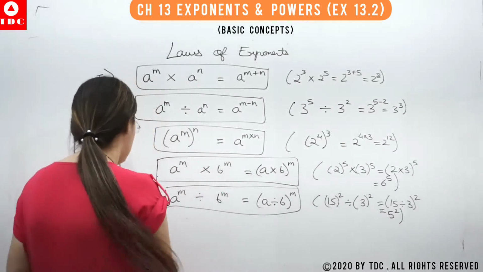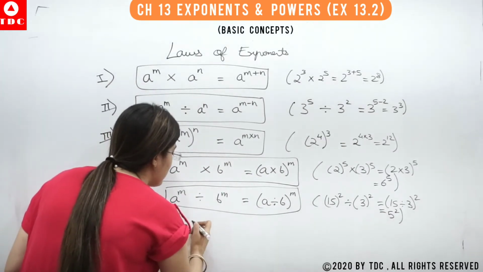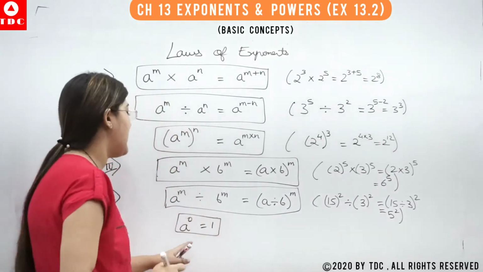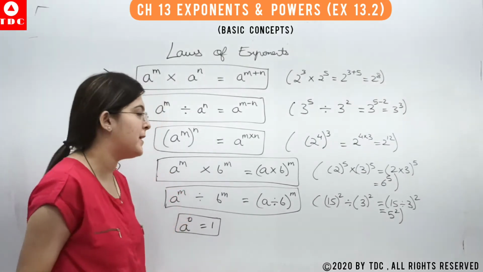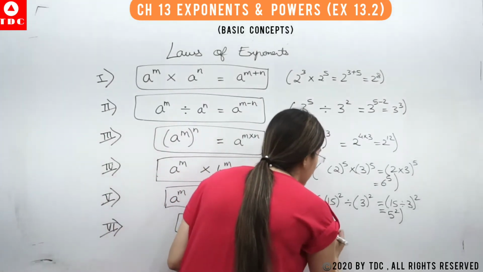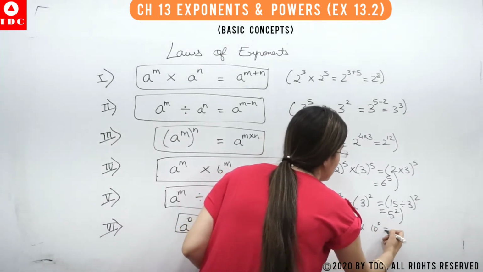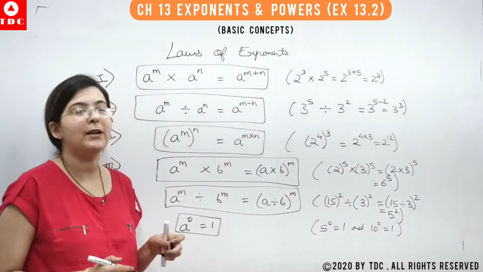Okay. Now the last law is that any number to the power 0 is always 1. Any number having power 0, its value will be equal to 1. For example, 5 to the power 0 is 1, 10 to the power 0 is 1. Any number whose power is 0 will be 1.